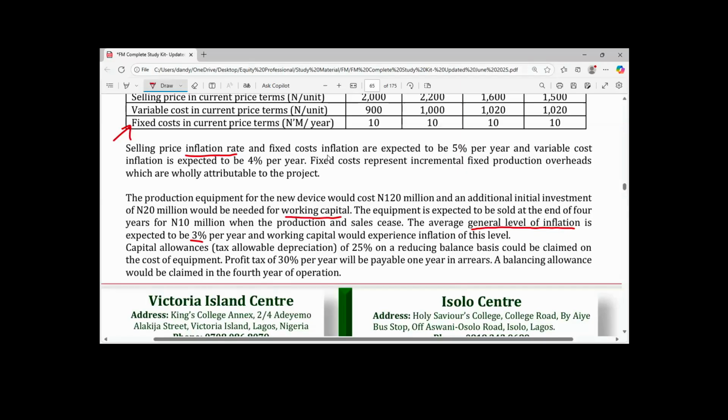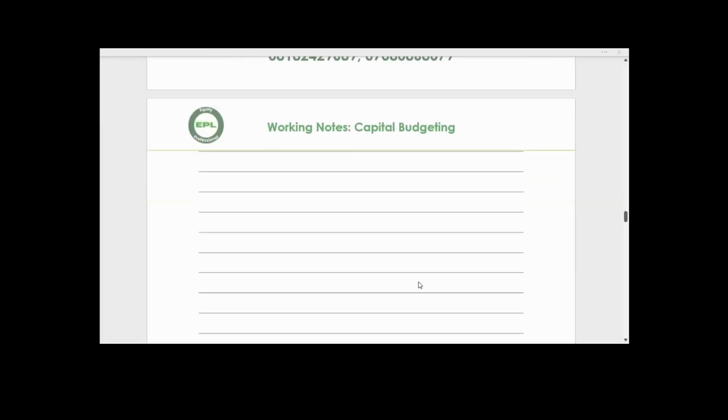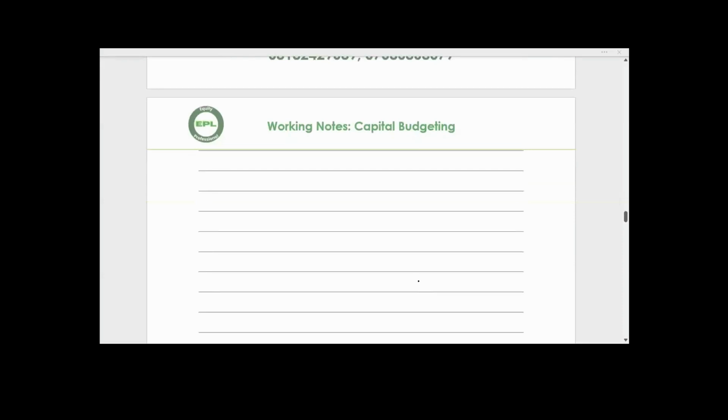So without wasting more time, I will stop sharing this and move to the working notes so that within the next few minutes, we are done with our calculations. So let's calculate NPV first. Solution to illustration.